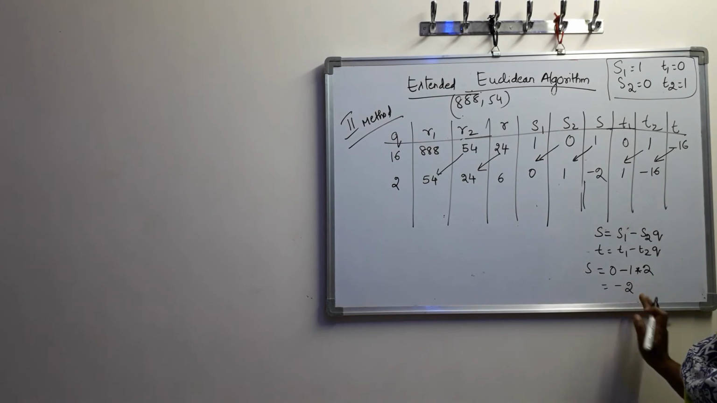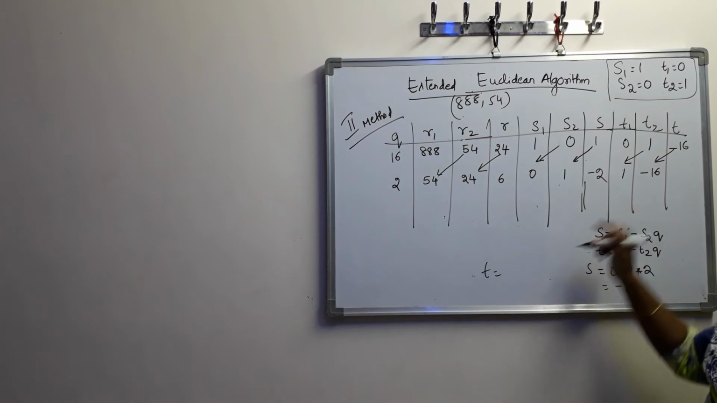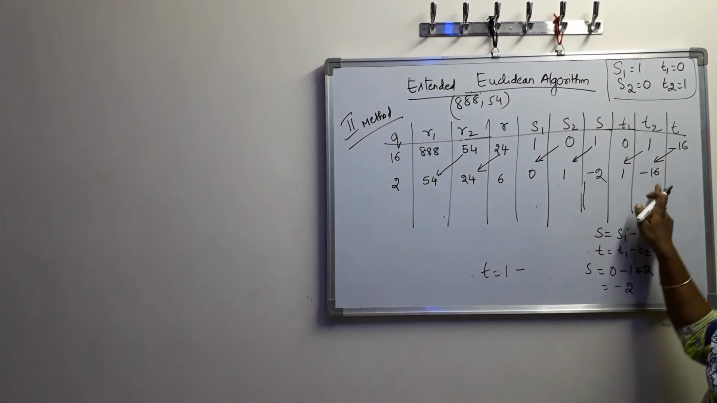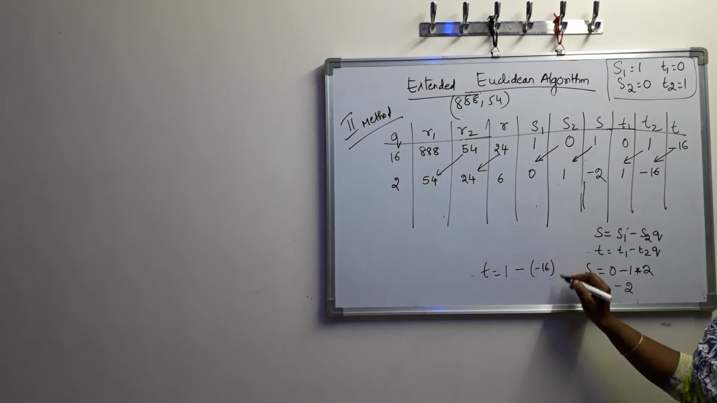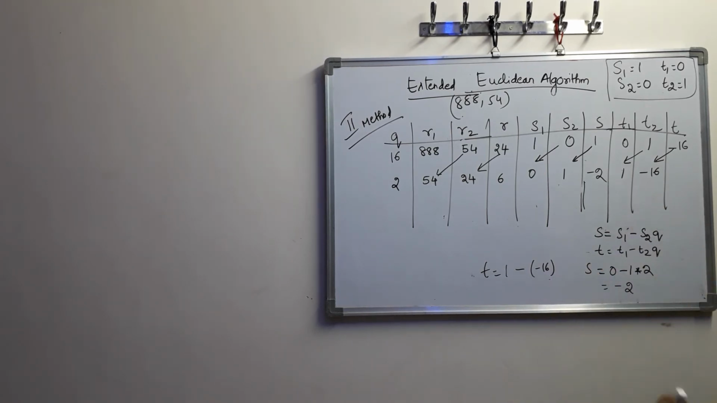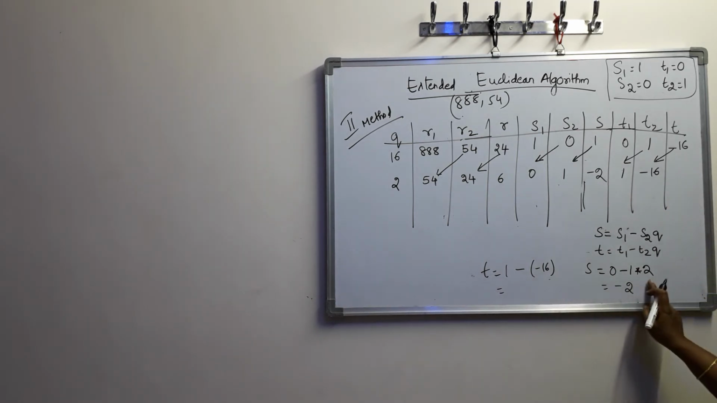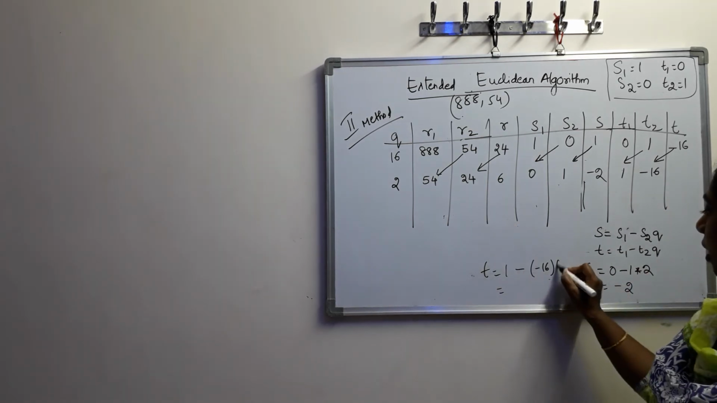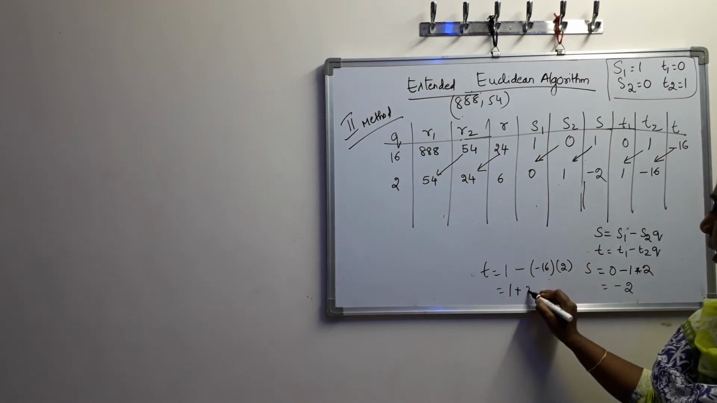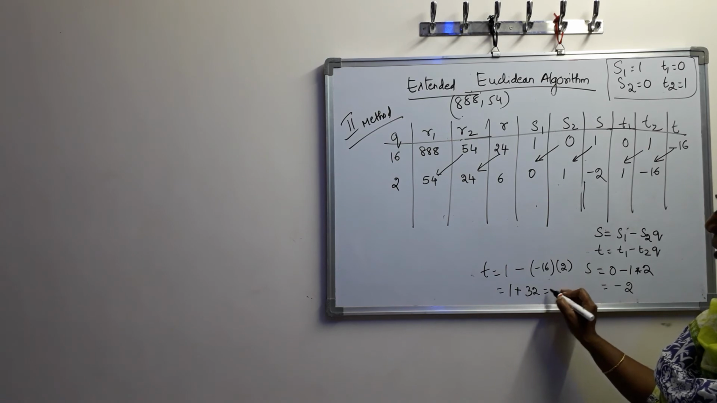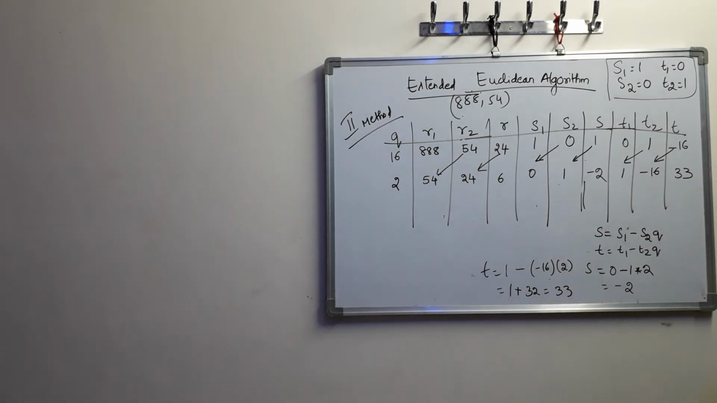Then what is the T value? So T value we are going to calculate: T1. What is the value of T1? 1. What is the value of T2? That is minus 16. Into Q. What is the Q value? That is 2. So 1 plus 32, that leads to the value equal to 33. So we are going to get the value as 33.